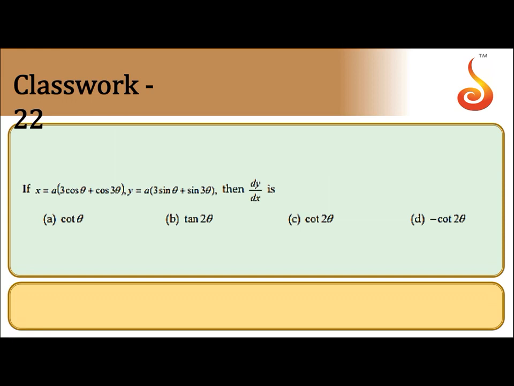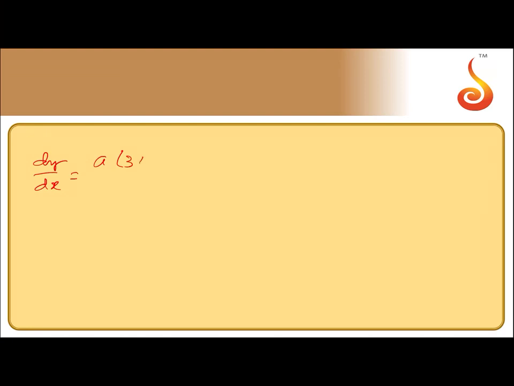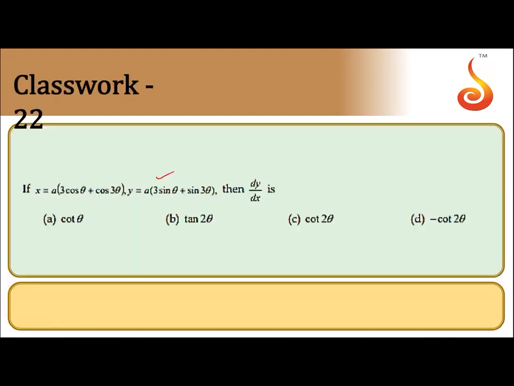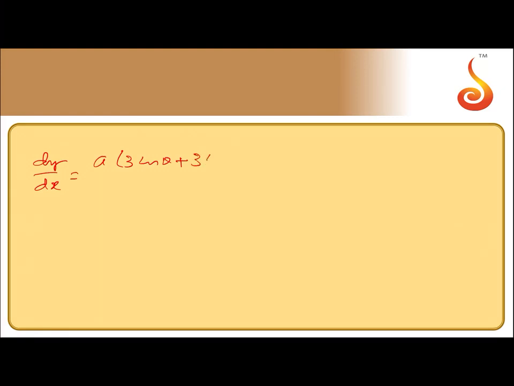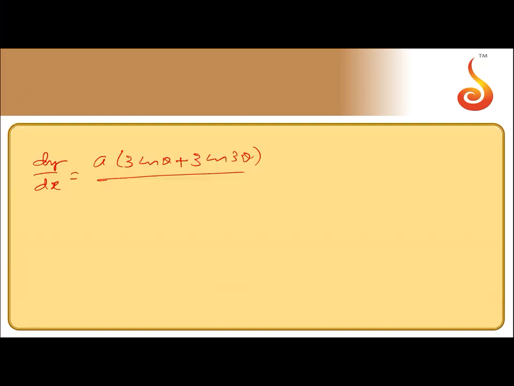Coming here, x is equal to a(3 cos theta plus cos 3 theta). dy by dx is equal to, by parametric differentiation, dy by d theta divided by dx by d theta. So a multiplied by minus 3 sin theta plus, cos will become minus sine, minus 3 sin 3 theta, divided by a multiplied by 3 cos theta plus 3 cos 3 theta, and that is minus 3 sin theta minus 3 sin 3 theta.